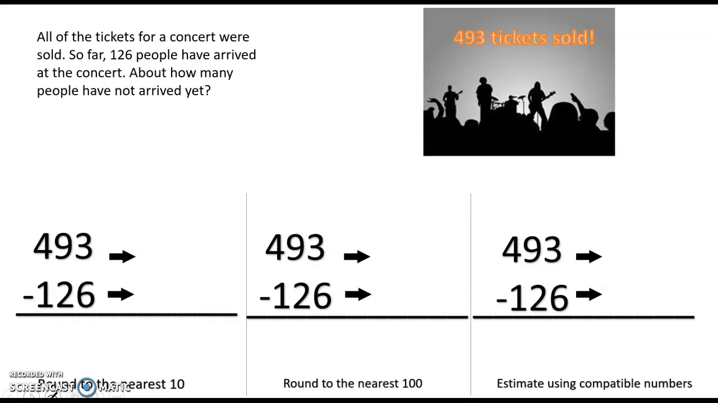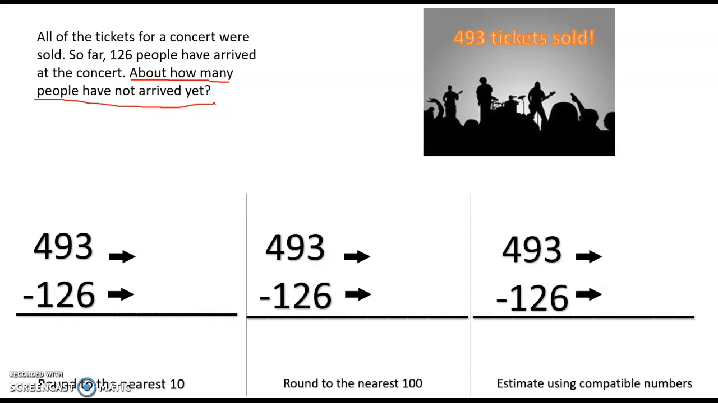Find someone in the room that could be your shoulder partner. Maybe it can be a family member, a pet, even a stuffed animal. Now tell your shoulder partner what this problem is about. Okay, this problem is about a concert. Tell your shoulder partner what this problem is asking you to solve or find. This problem is asking me to find about how many people have not arrived yet.